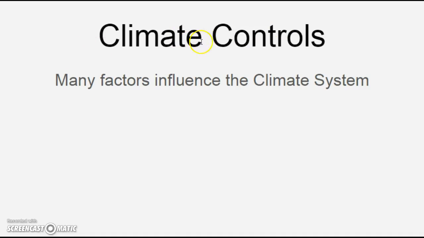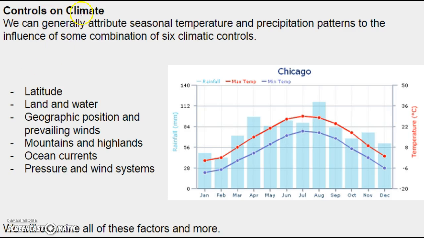This lecture is going to be on climate controls. As we continue studying the climate system, we're going to look at the factors that influence it. Here we can see the controls on climate: we generally attribute seasonal temperature and precipitation patterns to the influence of a combination of 6 climatic controls.